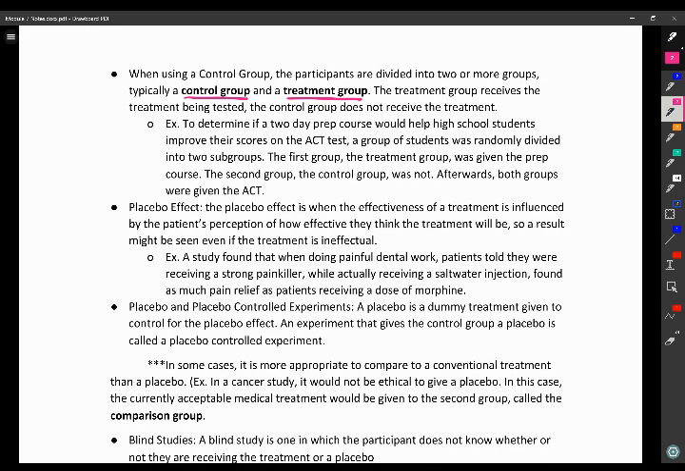So the control group is the group that didn't get the prep course, and the treatment group is the group that did receive the prep class.